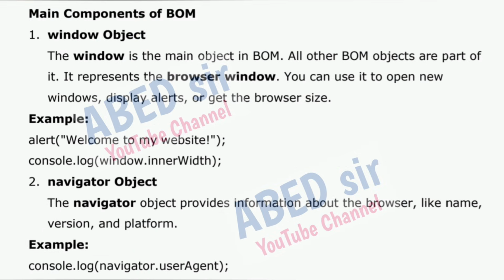Main components of BOM. 1. Window object. The window is the main object in BOM. All other BOM objects are part of it. It represents the browser window. You can use it to open new windows, display alerts, or get the browser size. Example: alert, welcome to my website.